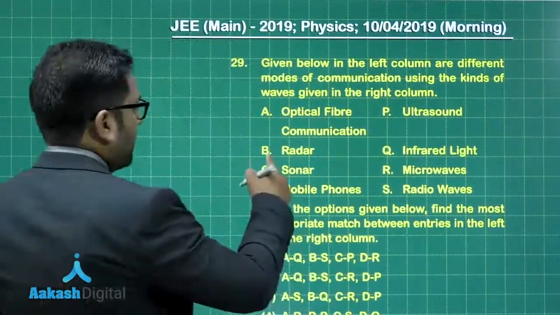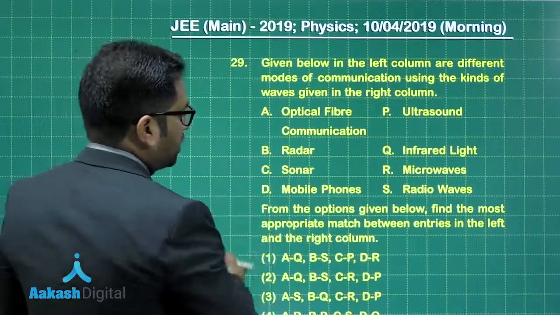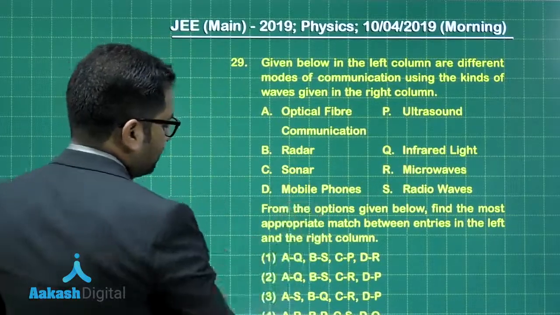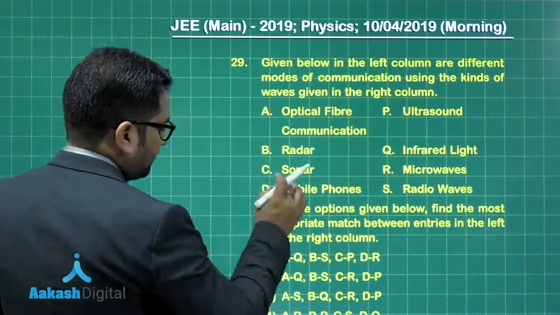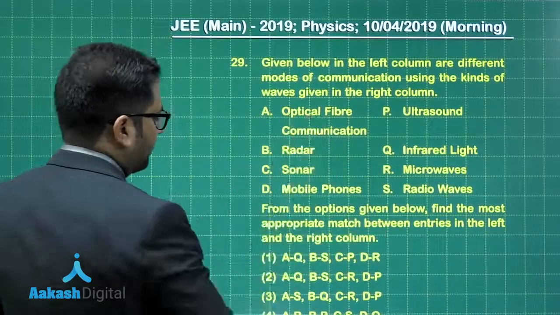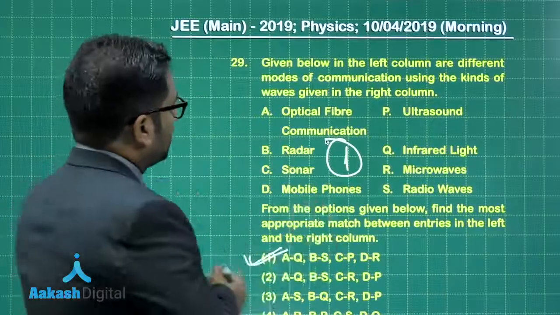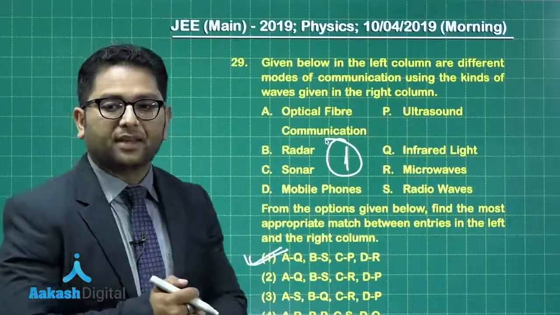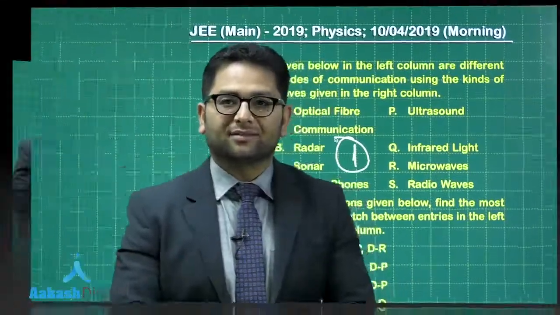So A has to go with Q and B has to go with S. Subsequently, you could see, okay, A-Q, B-S, that means first and second, and C, the sonar, ultrasound. All right, that's decoded. Option number 1 is the correct option for question number 29. That's fine. Now, let's move to the final one, question number 30.